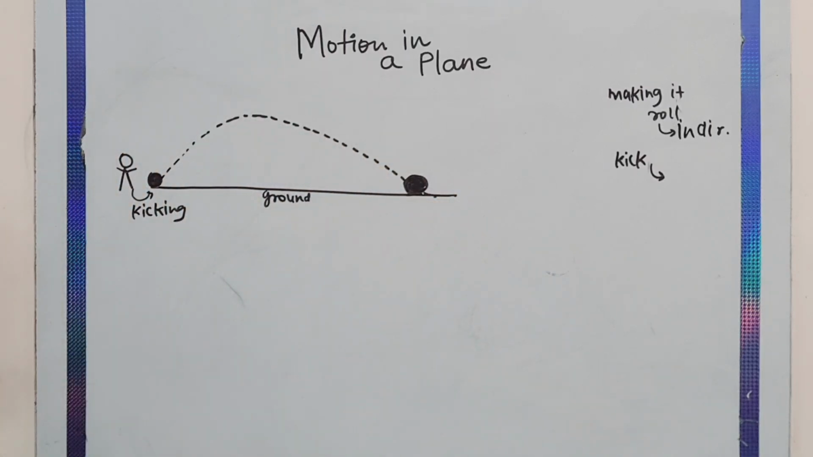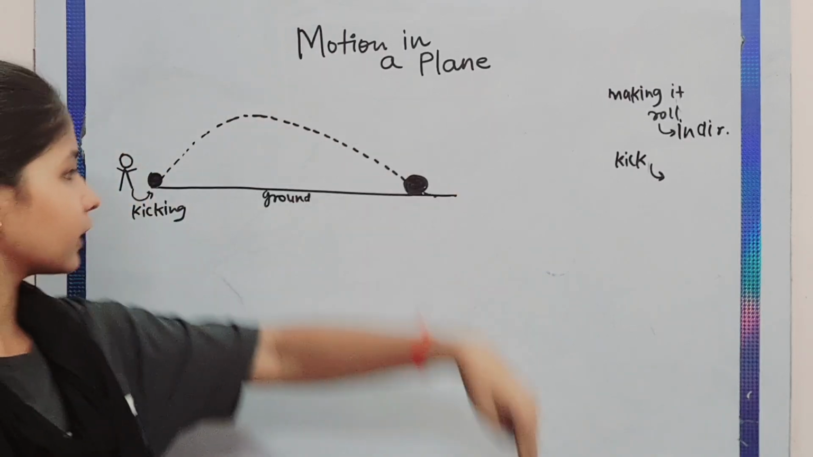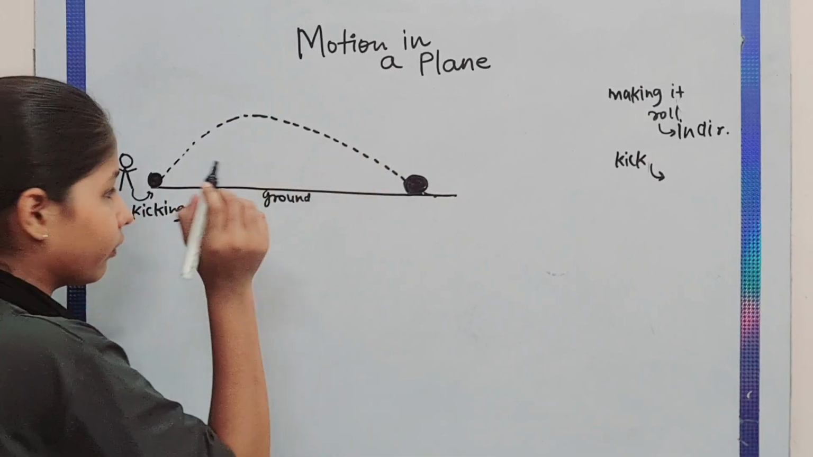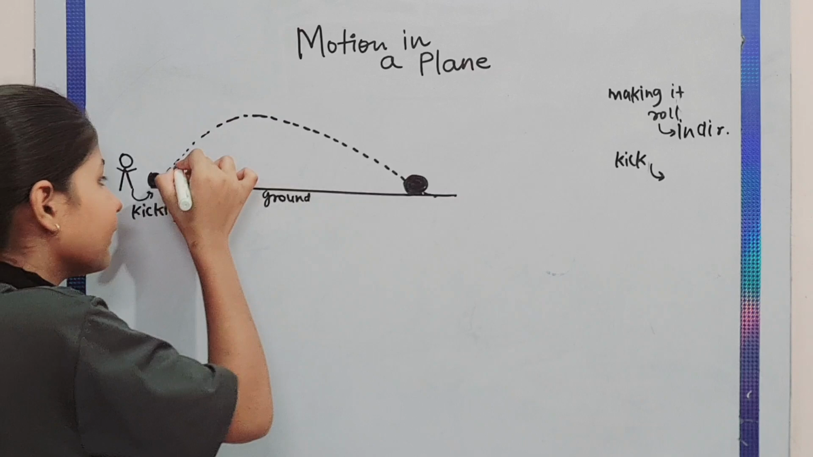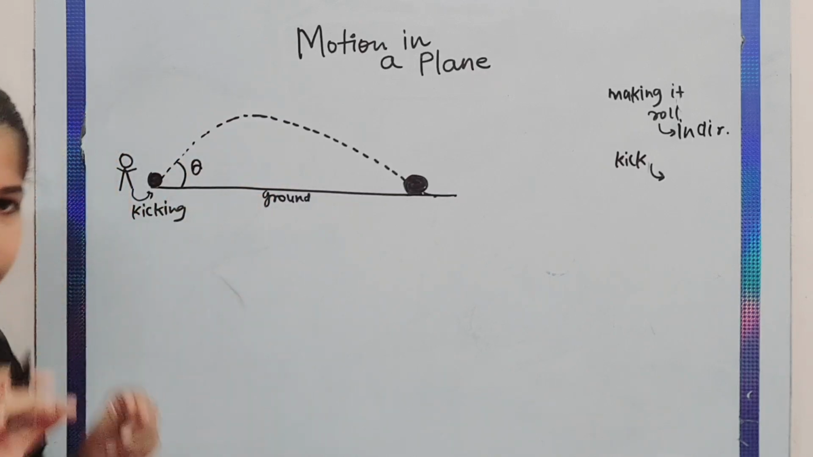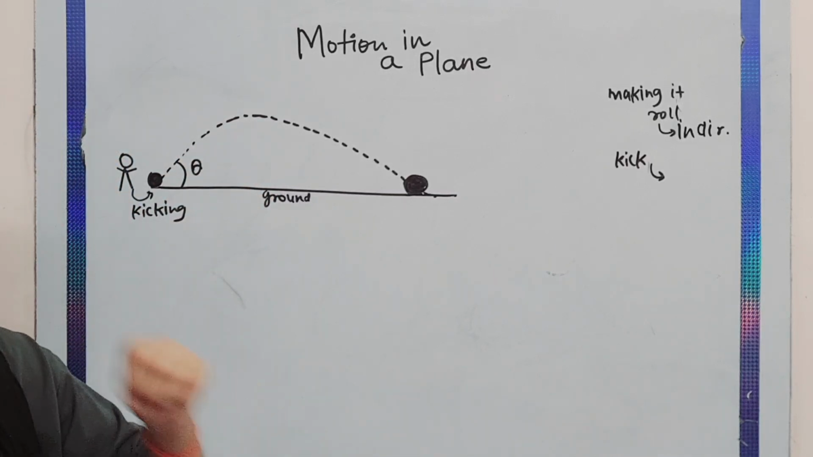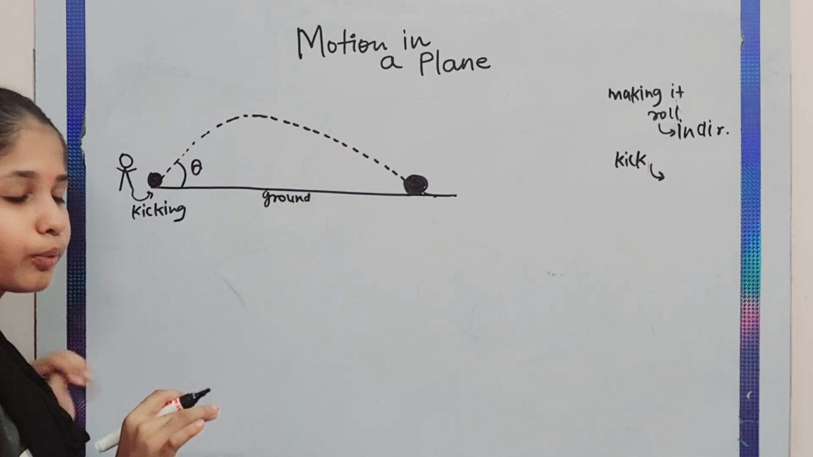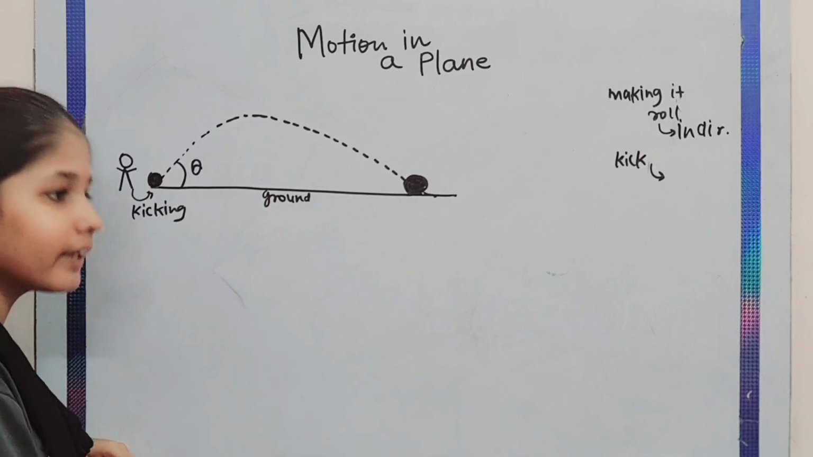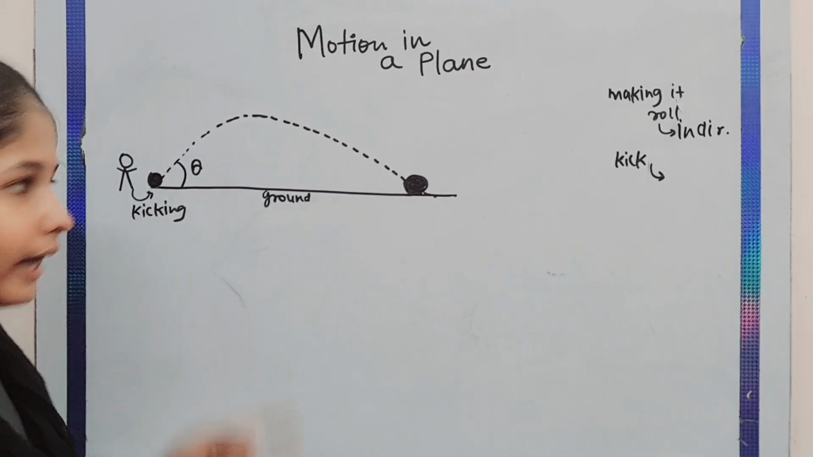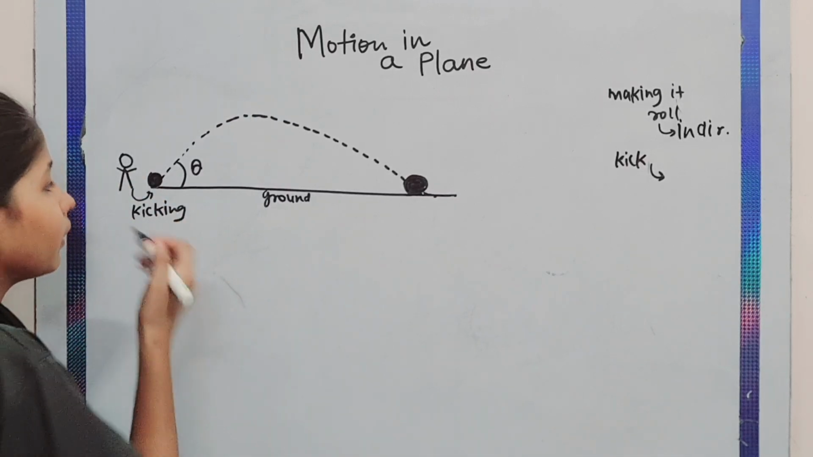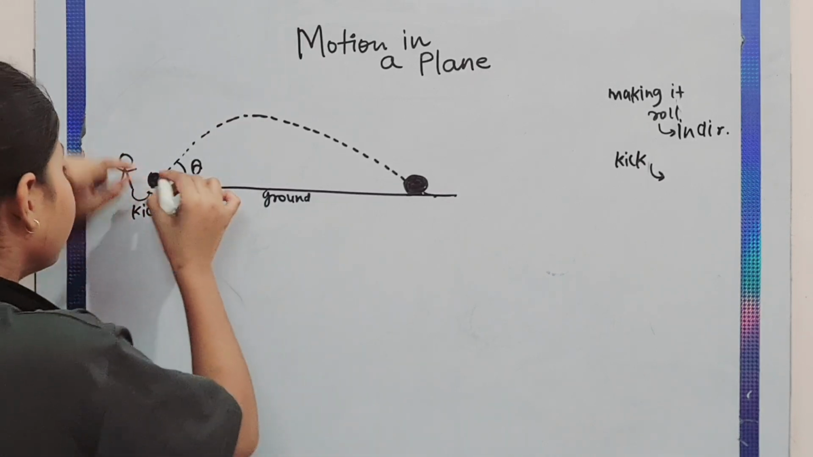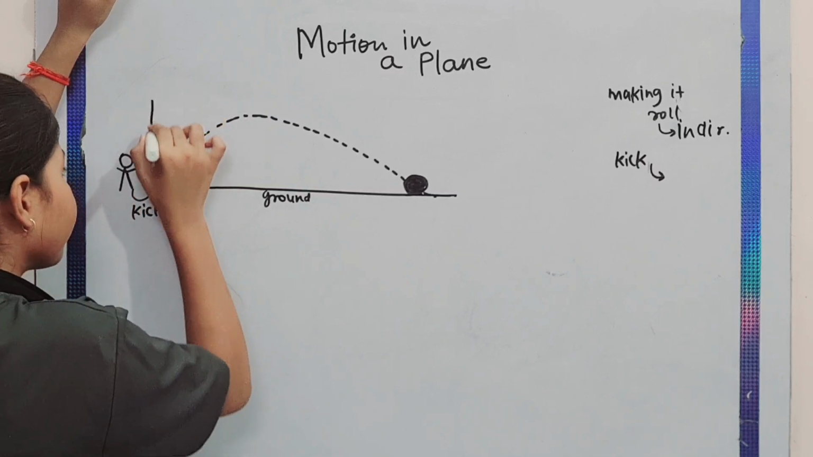Okay? Here you can see that this person has kicked this ball and after some time it again comes to the ground level. So can you say that it has gone with some angle? You can say some theta. Yes, it is going with some angle. He has kicked that ball, and when he is kicking, he is making some angle, and that angle is theta.